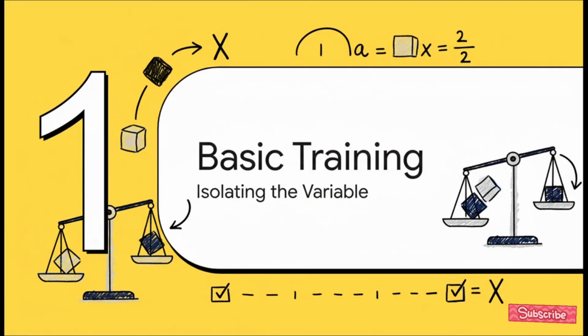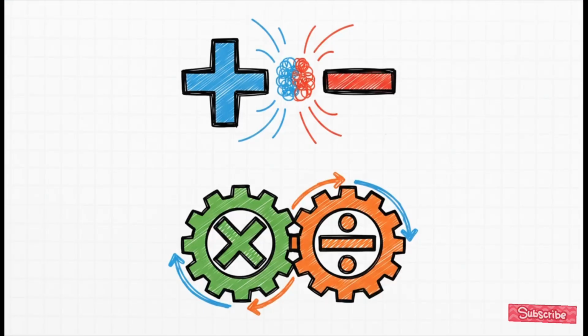All right, let's jump into some basic training. Your mission, should you choose to accept it, is pretty simple when you're solving for a variable like x. You have to isolate it. Your goal is to get it all alone on one side of the equation. So how do we actually do that? With a powerful tool called inverse operations. These are going to be your best friends. Just think of them as opposites that perfectly cancel each other out.